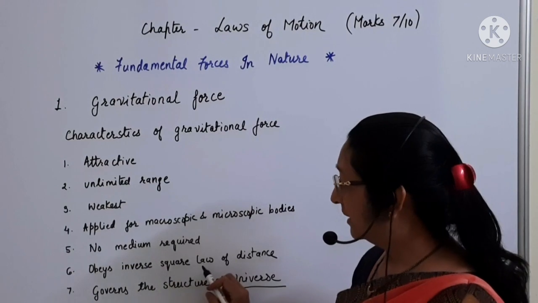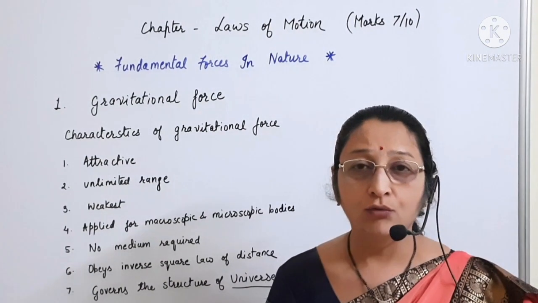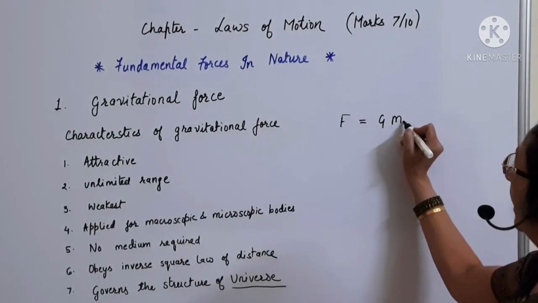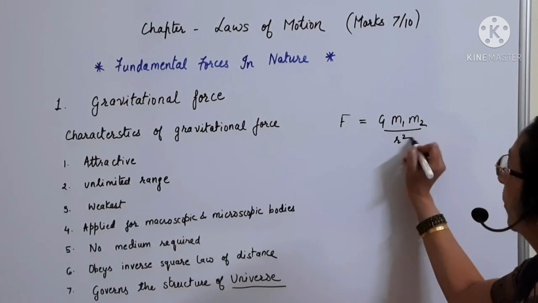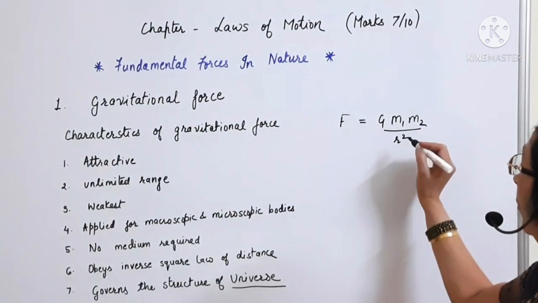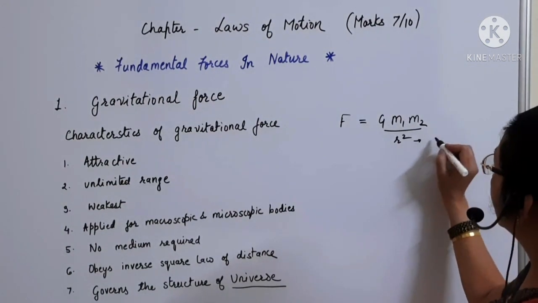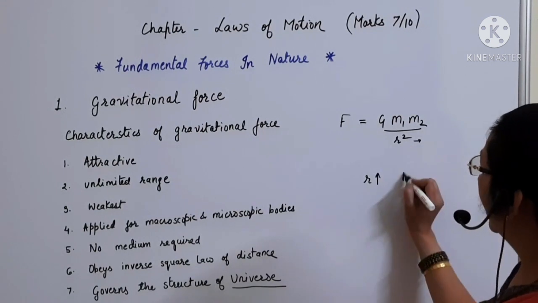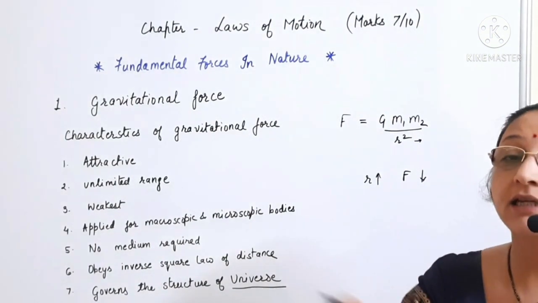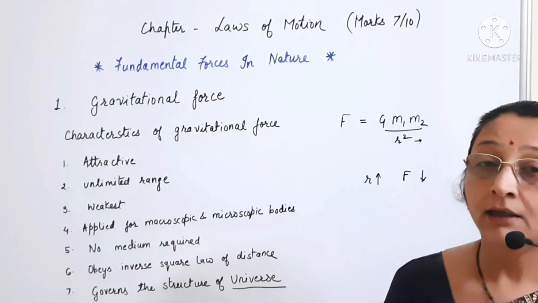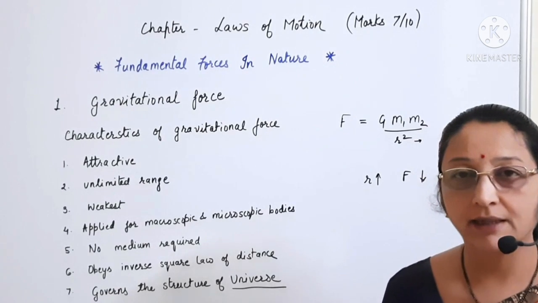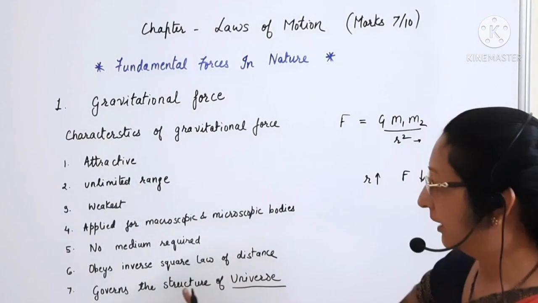It obeys the inverse square law of distance. According to Newton's law of gravitation, the gravitational force F is equal to G m1 m2 upon r square. So this is the inverse square law. As r increases, F decreases. As the distance between the two bodies increases, the gravitational force of attraction between the two bodies decreases. So it obeys the inverse square law.